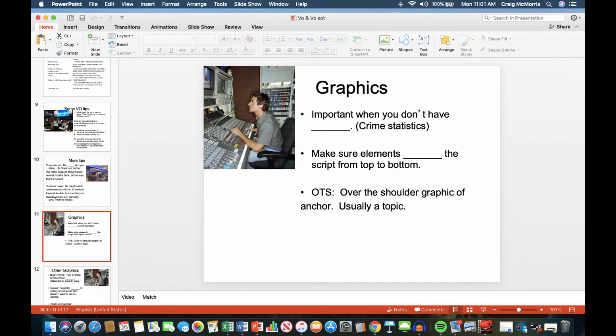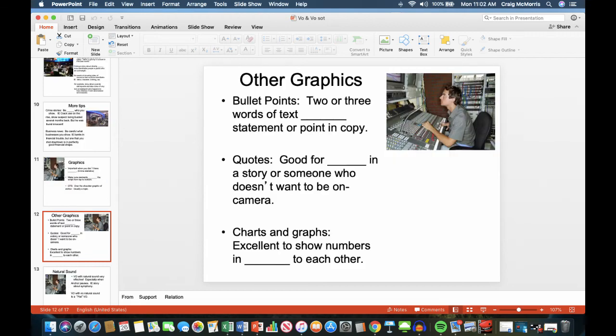Graphics. It's important when you don't have video to match. Make sure the elements match the script from top to bottom. Over the shoulder graphic of anchor: it's usually a topic that the anchor is talking about. Other graphics: bullet points, two or three words of text from the statement or point in the copy. Quotes are good for support in a story of someone who doesn't want to be on camera. Charts and graphs, excellent to show numbers in relation to each other.